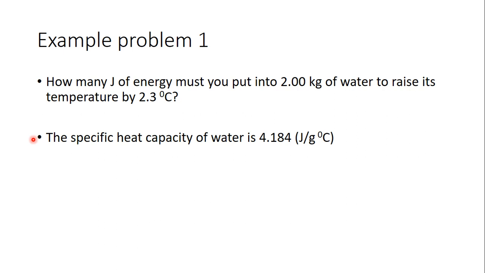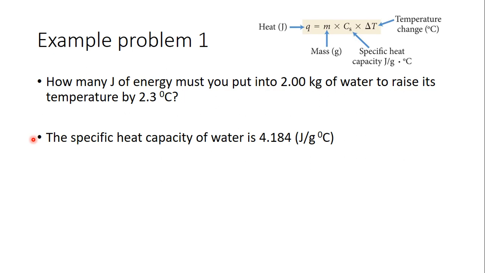This is going to use the equation on the previous slide, but how many joules of energy must you put into 2 kilograms of water to raise its temperature by 2.3 degrees centigrade if the specific heat capacity of water is 4.184 joules per gram centigrade? Take a minute, see if you can figure this out. Alright, let's take a look.